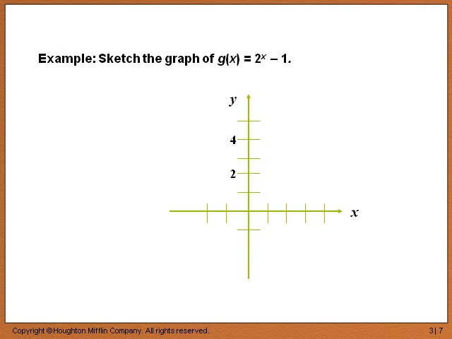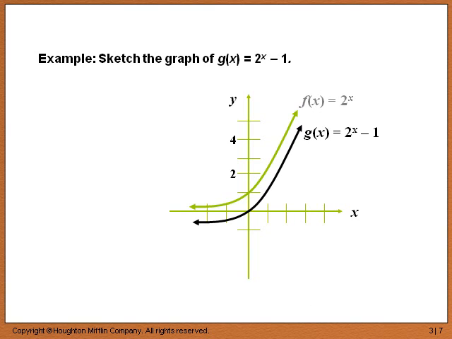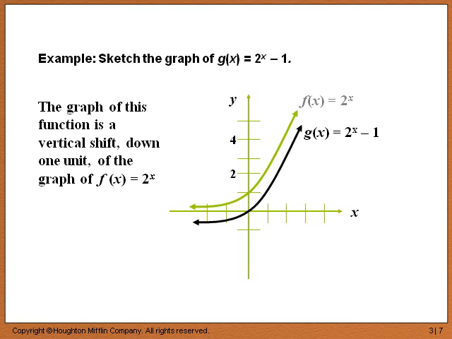Let's look at the graph now of 2 to the x minus 1 and see what effect that minus 1 has on the graph. Here's the graph of f of x equals 2 to the x. And here's the graph of g of x equals 2 to the x minus 1. We can see that it's like the original f of x, but has simply been shifted downward 1 unit. So the graph of this function is a vertical shift down 1 unit of the graph of f of x equals 2 to the x.